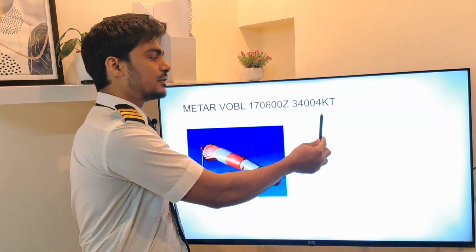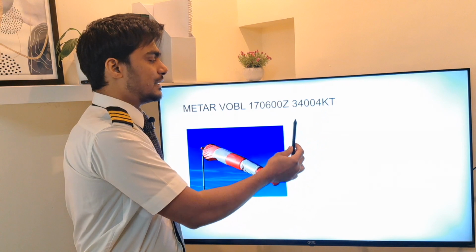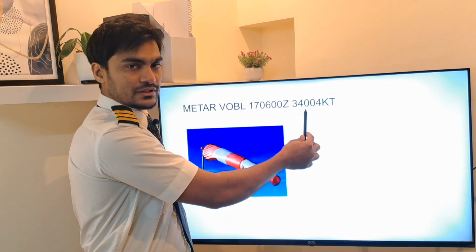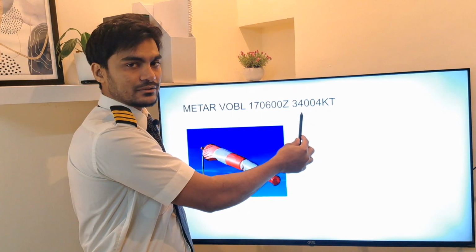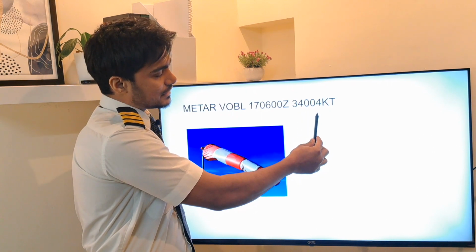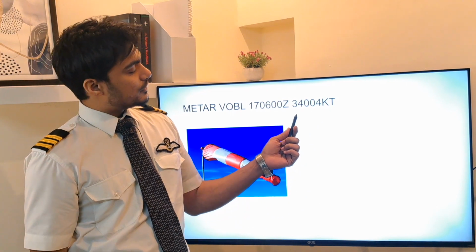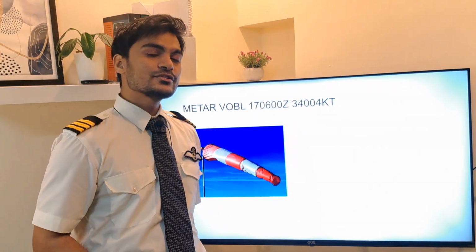Then the next coded information that we have over here is 34004KT. The first three digits signify your wind direction. The next two digits over here signify your wind speed. Now the wind direction which is provided over here is 340. That is always based on your true north.